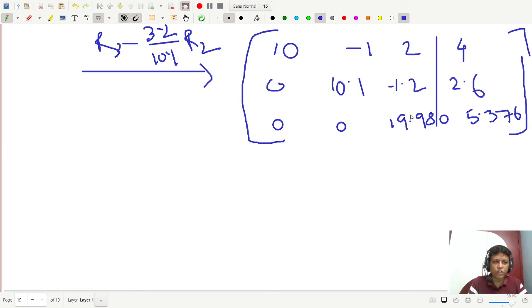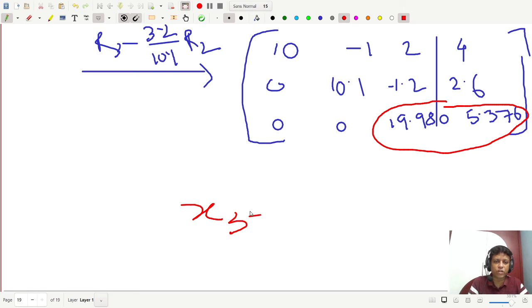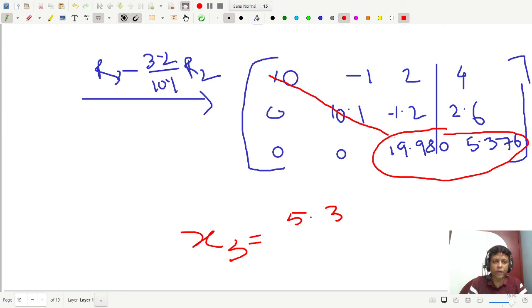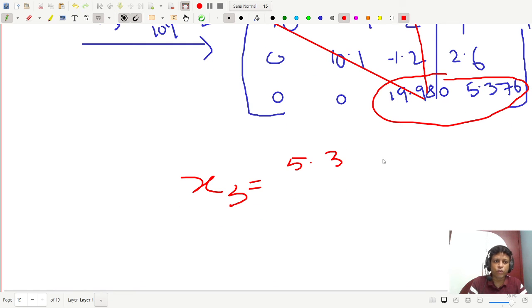From the last equation, you can calculate x3 by back substitution. This is called back substitution. Look at that, this is your upper triangular matrix. These are the three pivots. So you can calculate x3 by back substitution.